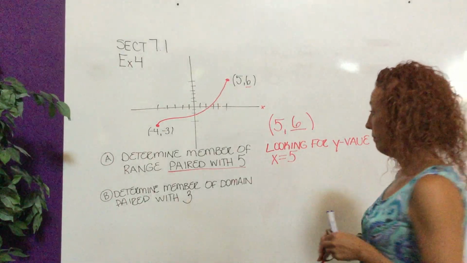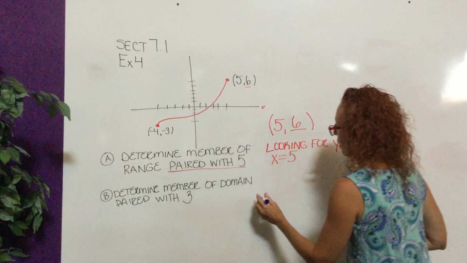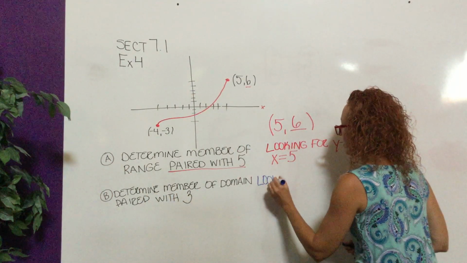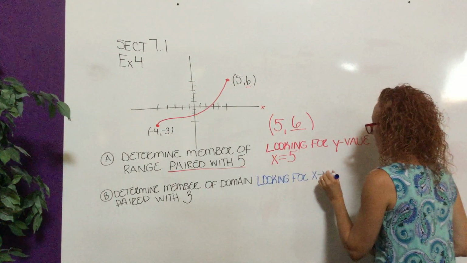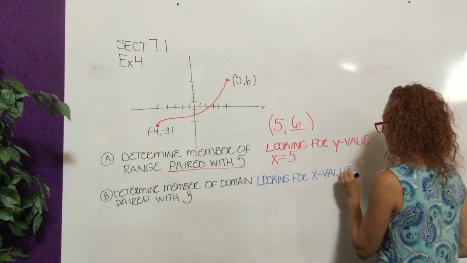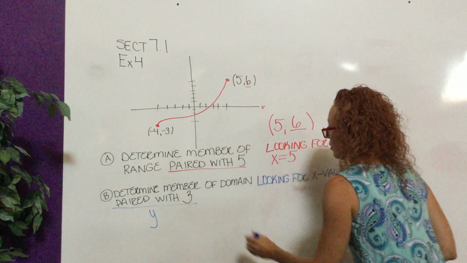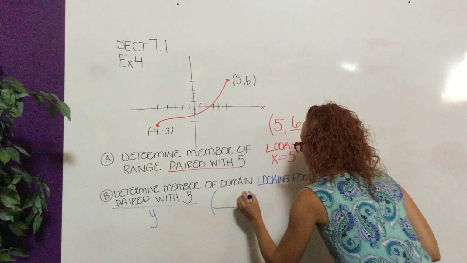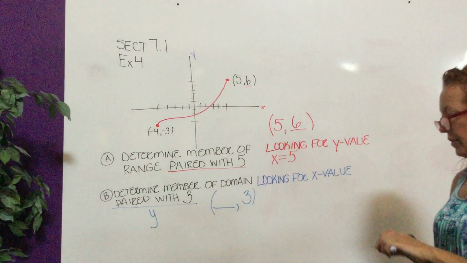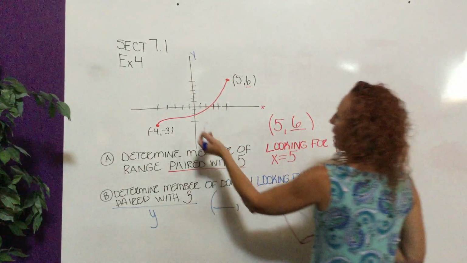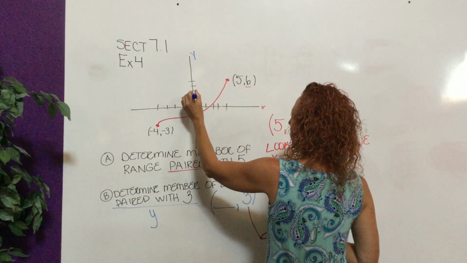Let's look at B. It says determine the member of the domain. So now we're looking for the x. We're looking for the x value. Think about how that's going to look when I write this coordinate. So this must be the y. So we're looking for the x value when y is 3. Well, your y-axis is the vertical axis. So if I went up 1, up 2, up 3, here is where y is 3.